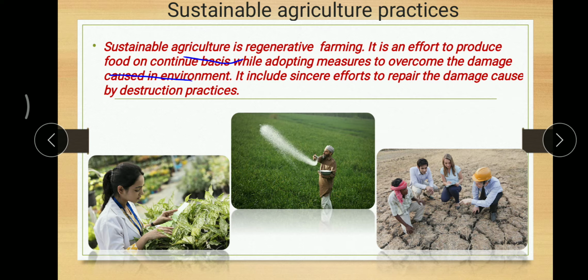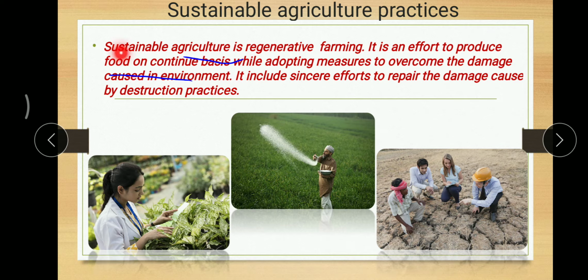What is the definition of sustainable agriculture? It is regenerative farming, and it is an effort to produce food on a continuous basis. Remember, on a continuous basis. The agriculture production is thus not just for our generation. We have to preserve that for the future generation. It should be a continued process.